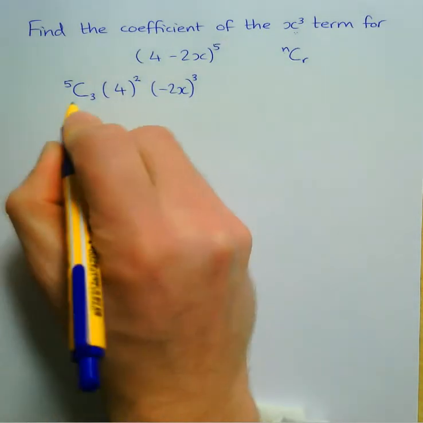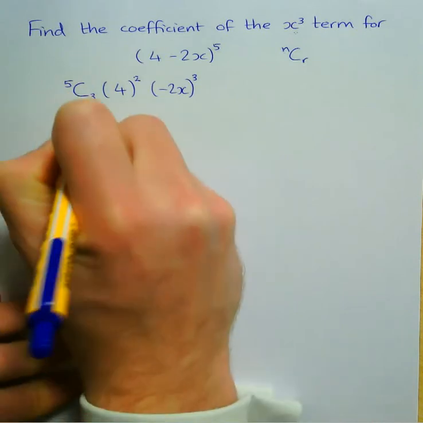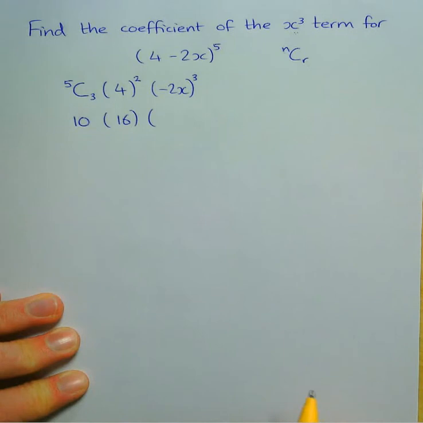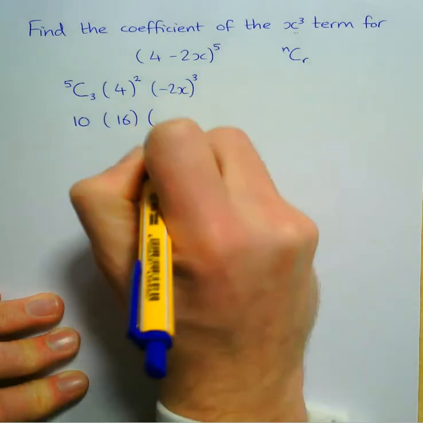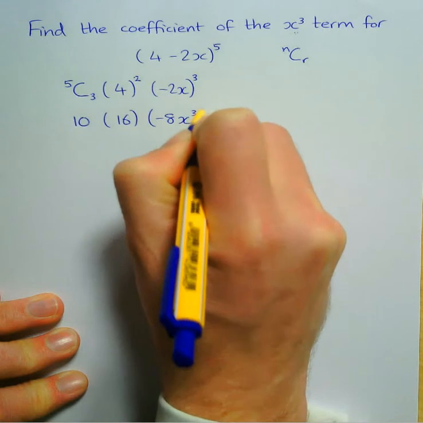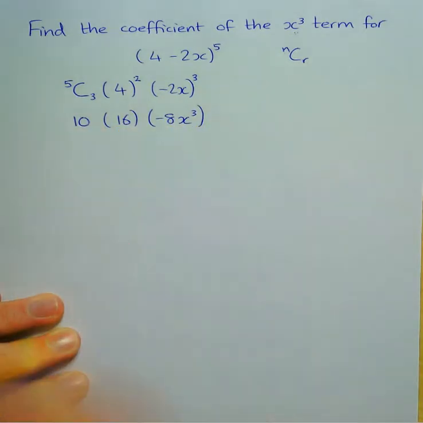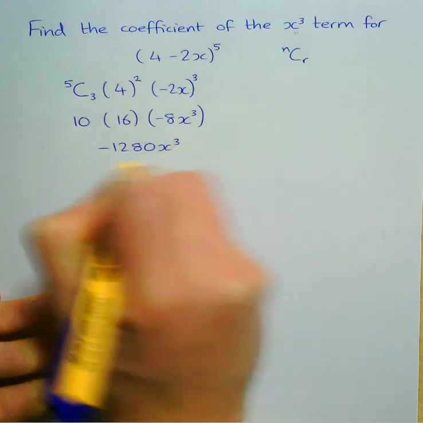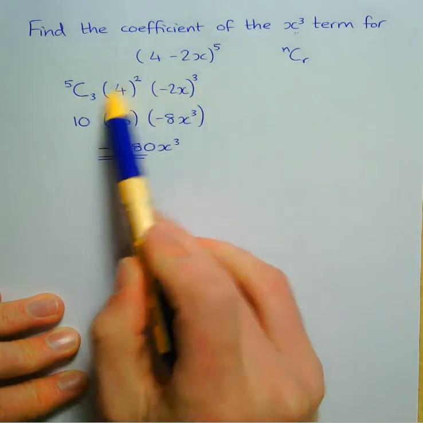So what is 5 choose 3? That is 10. Okay, so then 4 squared is 16, minus 2x cubed, well, odd power, so this stays negative, so that's going to be minus 8x cubed. And now we just have to work out what 10 times 16 times negative 8 is. Just type it in your calculator and you will get that. So nice and simple, you can go straight in as long as you know how these patterns work.